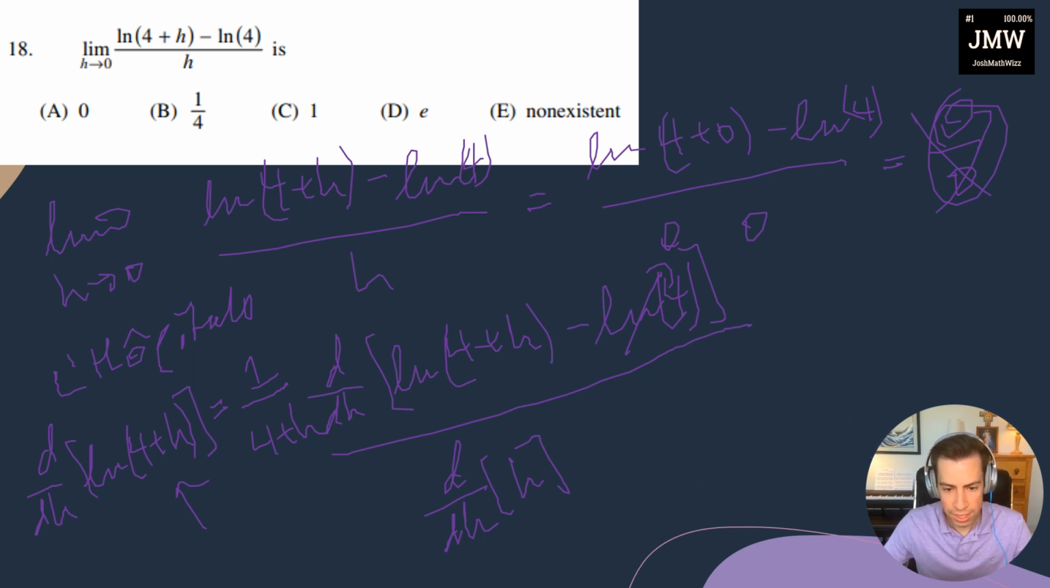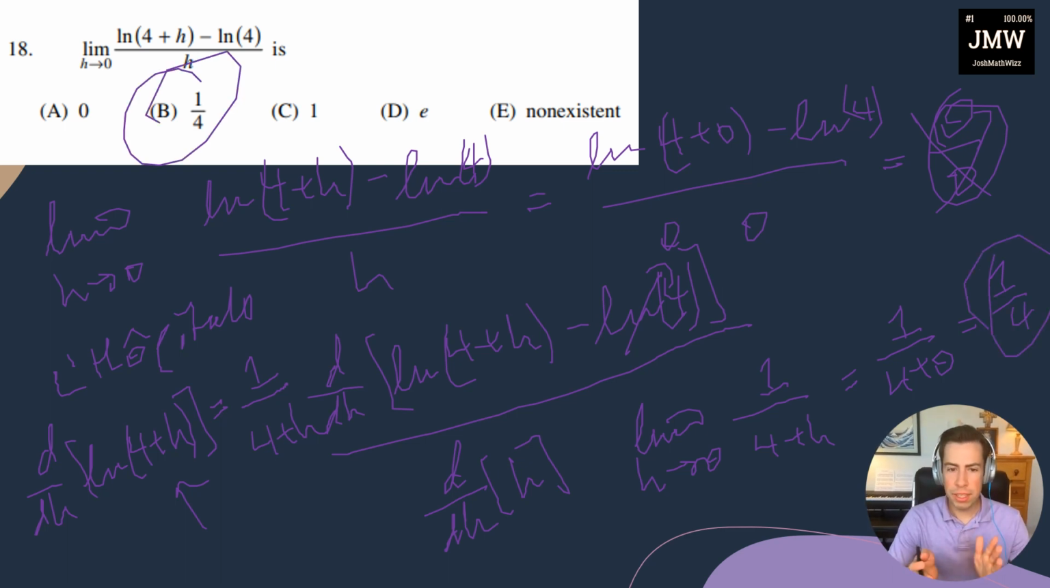So again, I had the limit as h approaches 0 for 1 over 4 plus h. Now I can directly substitute in for h as being 0. So I have 1 over 4 plus 0, which is just 1 over 4. And therefore, the correct answer is B. So hopefully that makes sense, how you'd solve that.